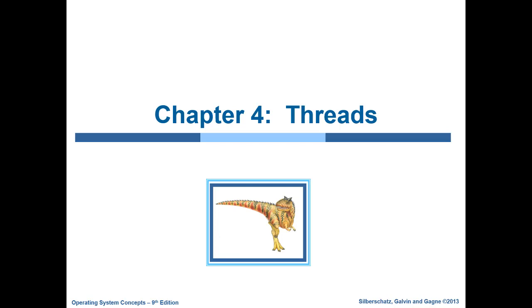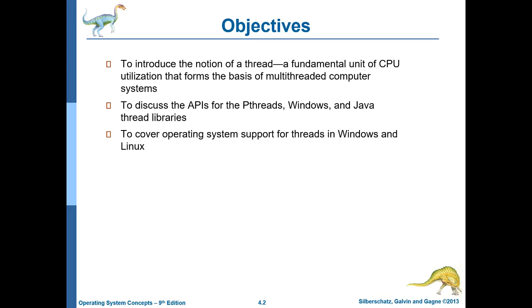to a process. So in this chapter, the objectives are to introduce the notion of a thread. This is a fundamental unit of CPU utilization that forms the basis of multi-threaded computer systems. So we will see what a multi-threaded computer system is. Then briefly we will discuss the APIs for Pthreads, Windows, and maybe Java thread libraries. And briefly we will describe the support of the operating system for threads in Windows and Linux.